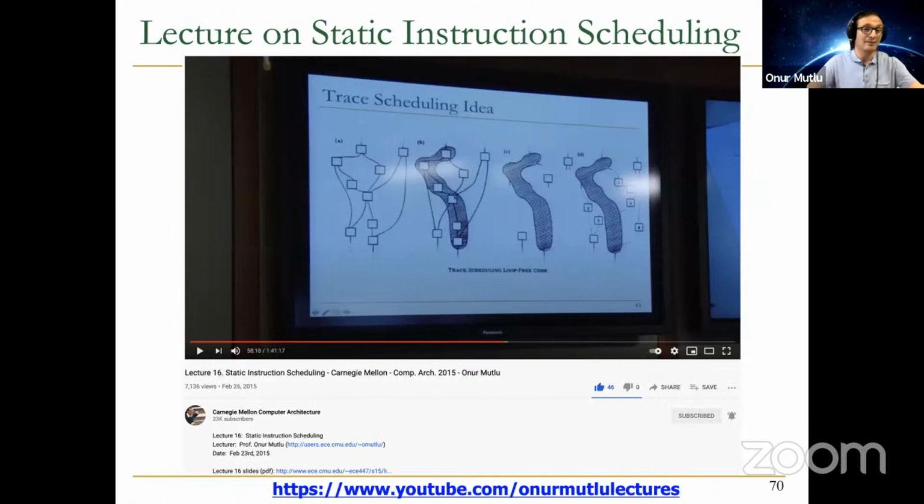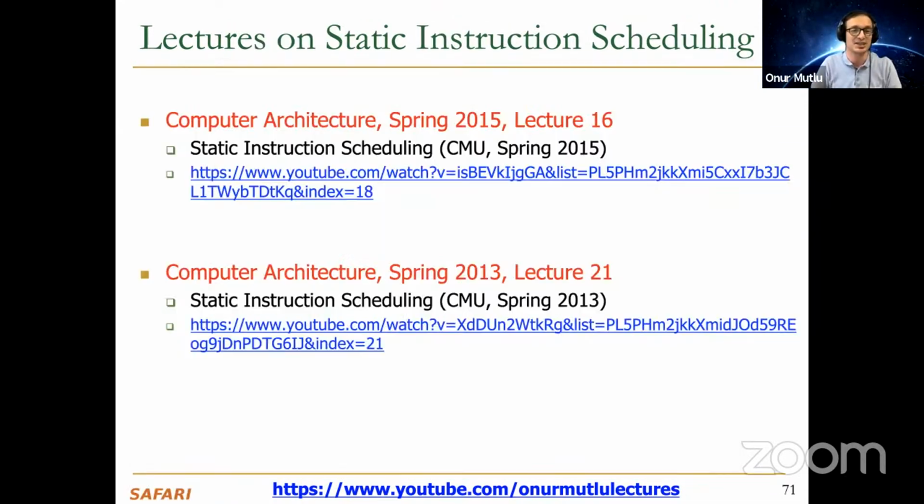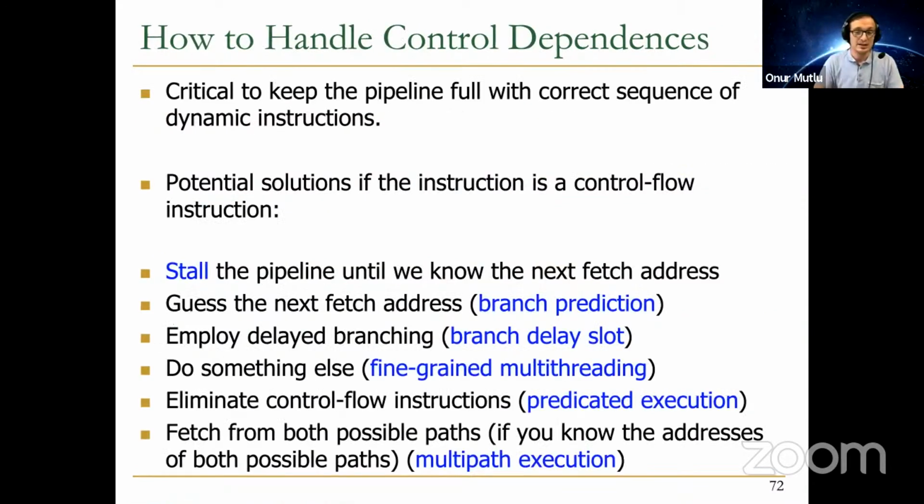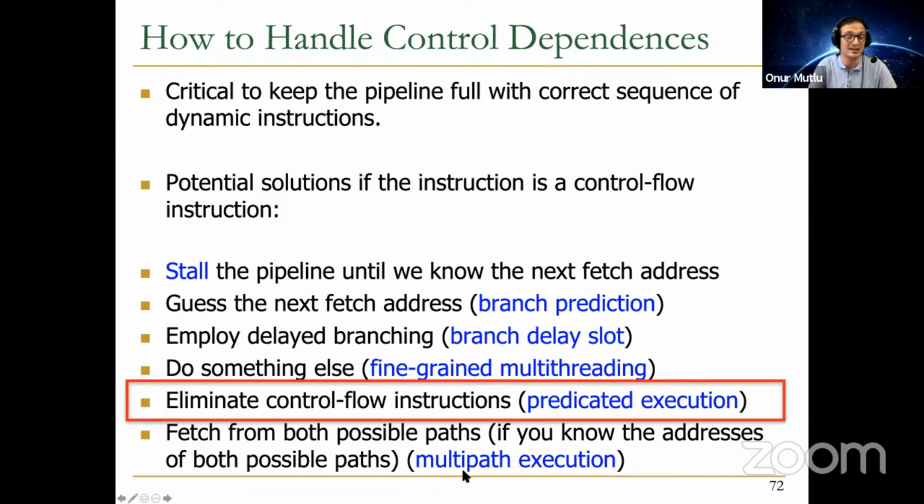So I will finish with the pointer to the static instruction scheduling lecture. This is something we are not going to cover, but a lot of things that we discussed rely on it, or you can learn more about static instruction scheduling that may make the machines better. And you can take a look at this lecture or these lectures if you're interested. So this is where I'm going to stop. If you're interested, you can look at predicated execution and multipath execution, which are interesting ideas employed in some processors today, but we don't have time to go over them.